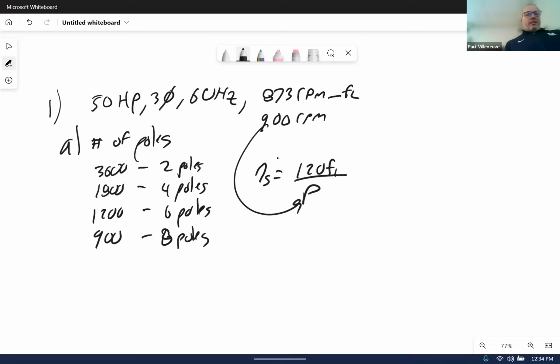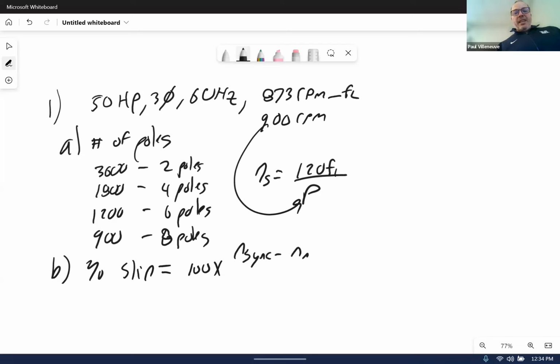B was percent slip, which is equal to 100 times the sync speed minus the mechanical speed, over the sync speed. Okay. I don't think we need to do the calculations, but if anybody wants to see that, let me know. That was it for part B.